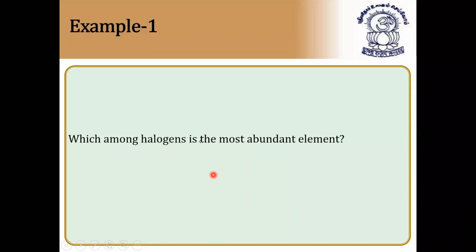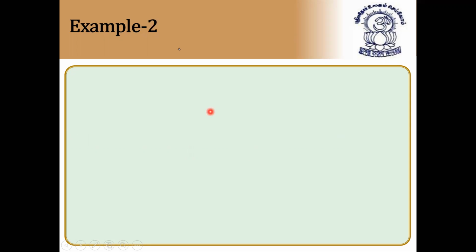Now let us see which among halogens is the most abundant element. The most abundant element is fluorine. The most abundant element is what? Fluorine. So I'll just go back.